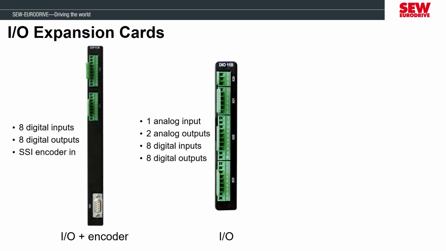This is how our demo units are set up. We have a size 1 MOVIDRIVE with an encoder card, an Ethernet IP Fieldbus, and this DIO11B option in the tall expansion bay.